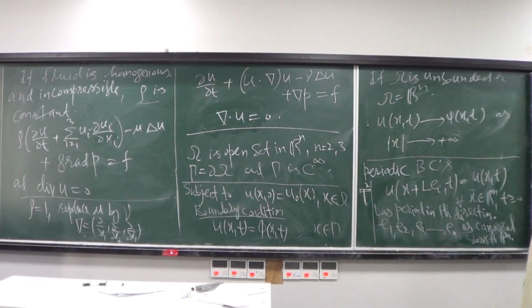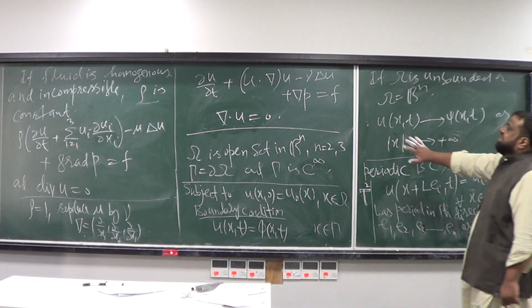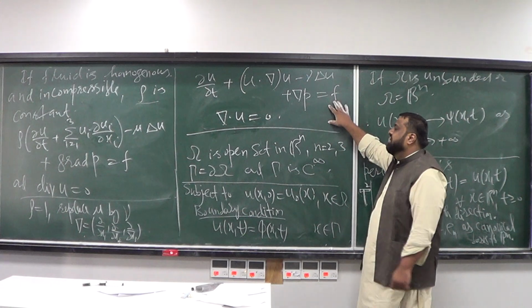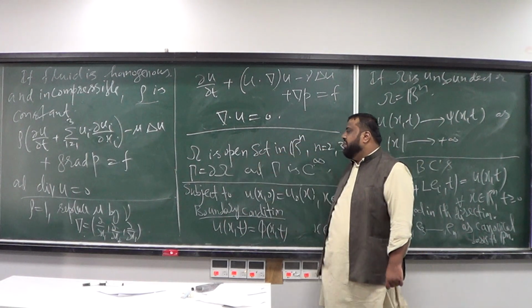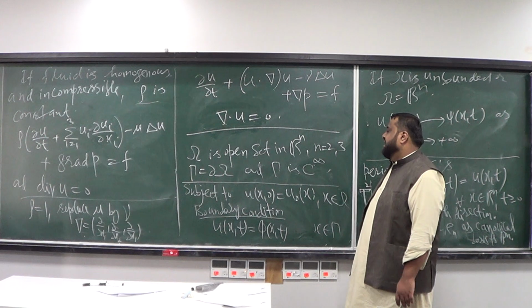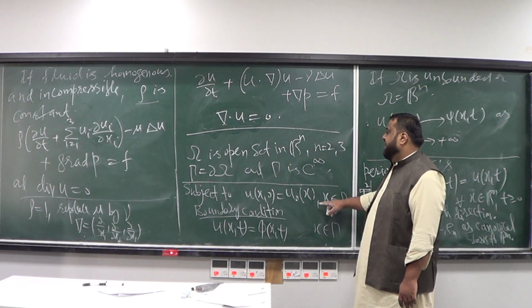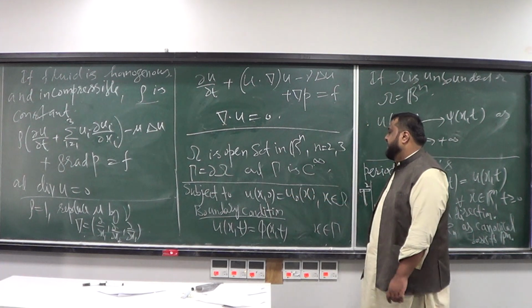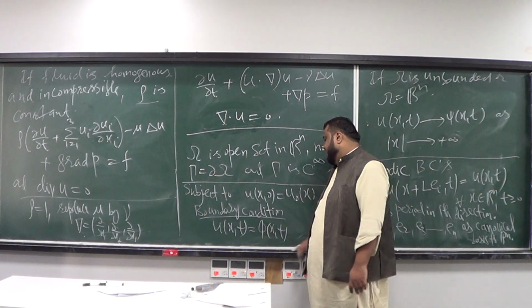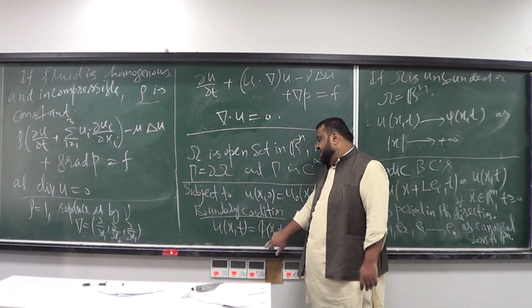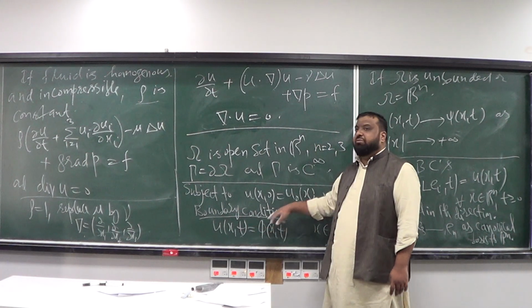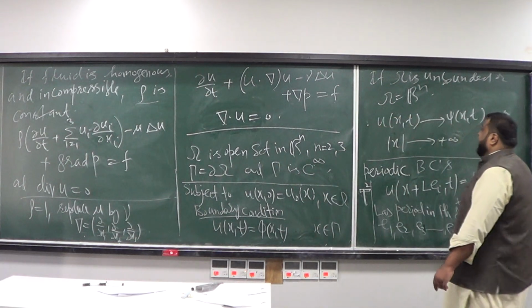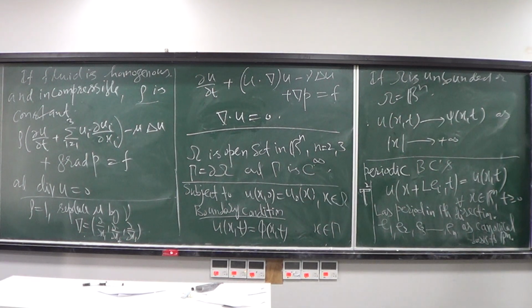Let me give you a quick brief. This is the basic and important stuff. So what is important? You have this Navier-Stokes equation and these assumptions. If your omega is an open and bounded set, then your initial condition is going to be u(x,0) = u0(x), and your boundary condition is that for every x on the boundary, the velocity agrees with a fixed function phi(x,t).